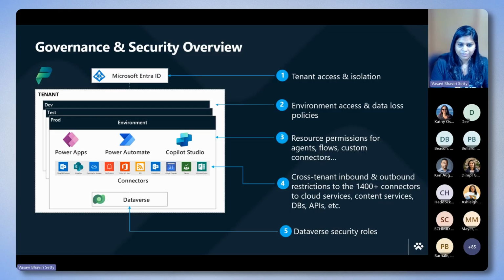Lastly, you also have Dataverse, which comes with very rich business logic as well as a powerful security model, which you can use to control permissions. You can add row level security, column level security. You can add data masking. A lot of these capabilities are available for you out of the box with Power Platform and Copilot Studio.